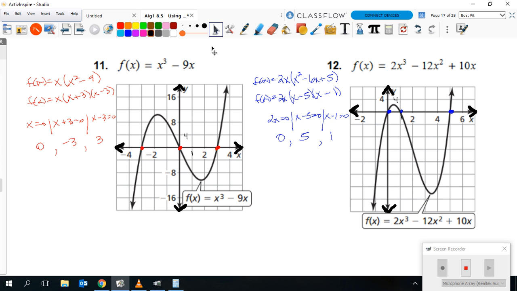And that's it then. Using intercepts, we can kind of get an idea of how some of these are going to go. Now these ones right here on 11 and 12 are really going to go into more depth in Algebra 2. You'll see these a little bit more in Algebra 2. They'll go into definitely more depth on these functions. These are more polynomial functions.